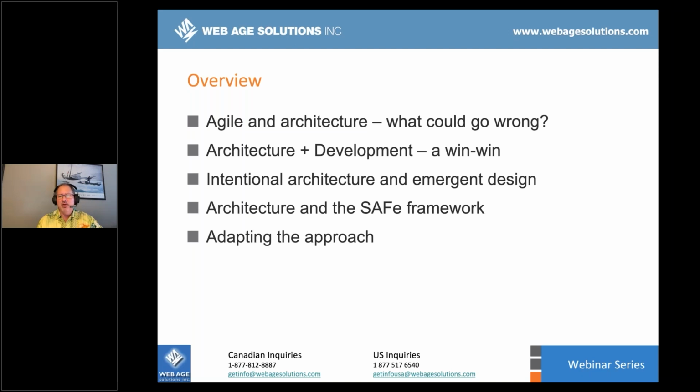But that creates some different motivations, and we're going to look at the idea of intentional architecture and emergent design as two extremes in a spectrum of different ways that we can deliver architecture. And to make this a little bit more real and have some guidance on how you might actually realize our objectives, we'll look at architecture and the SAFe framework, Scaled Agile Framework. I'll talk about why when we get there. We're going to close with some observations about adapting the approach, because one size definitely does not fit all.